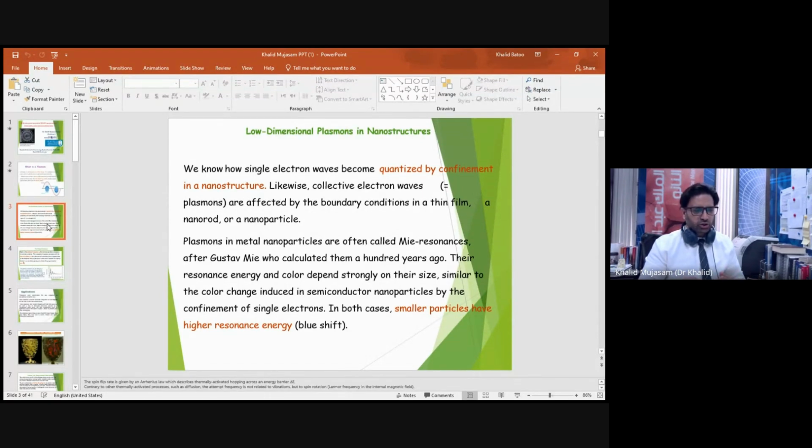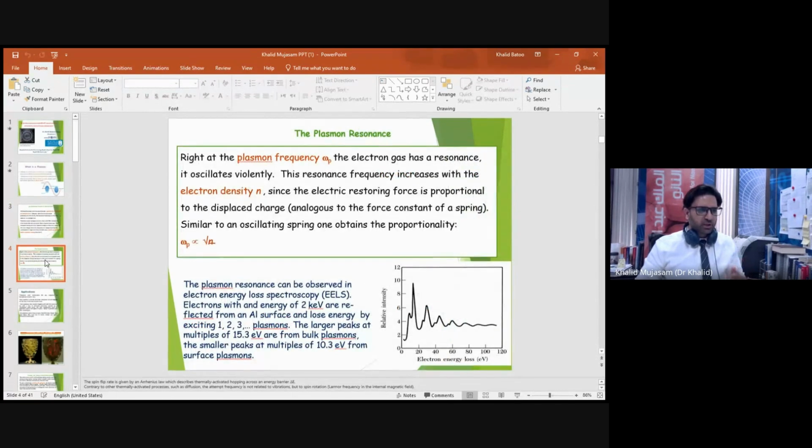The color also changes as the size of the material changes, especially in semiconductors. We have witnessed different color systems, for example in luminescent materials like zinc oxide, titanium oxide, and other materials. Some of the pictures I may show you in the coming slides. So what is happening in this confinement of single electrons is that it shows a higher resonance energy, which we call a blue shift.